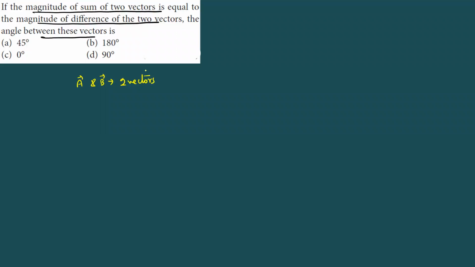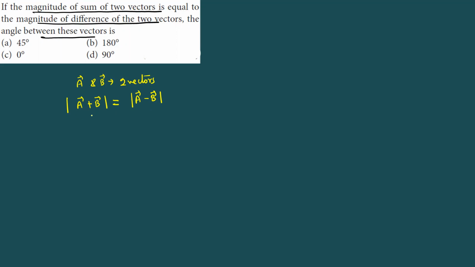And what is the problem telling? If the magnitude of the sum, first you need to take the sum of the two vectors and take their magnitude. First I added them, and now I'm taking the magnitude, is equal to the magnitude of the difference of two vectors. You need to subtract the two vectors and take the magnitude. Then the angle between the two vectors is.